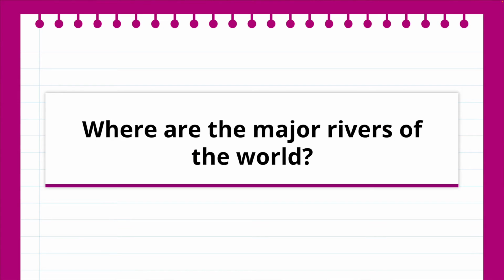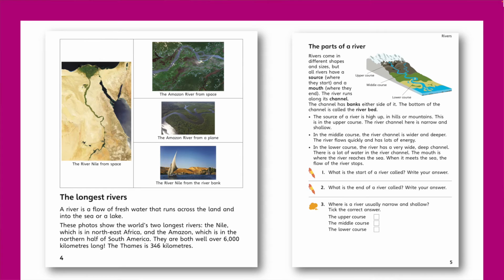Now, let's take a closer look at each of these lessons in turn. The first lesson asks, where are the major rivers of the world? It introduces pupils to some of the world's major rivers, including the Nile and the Amazon, and where they're located. The main characteristics of all rivers are also set out, including the source, channel, banks, bed, and mouth.